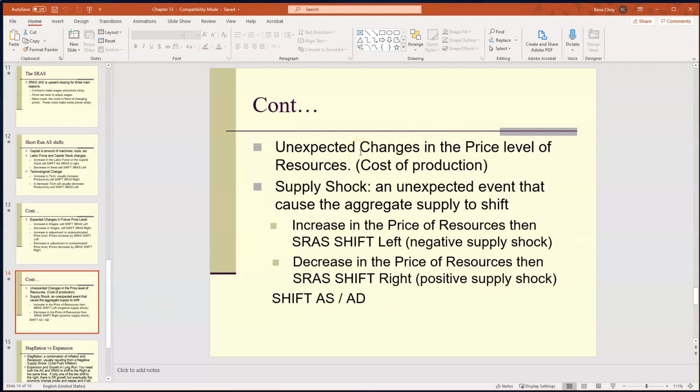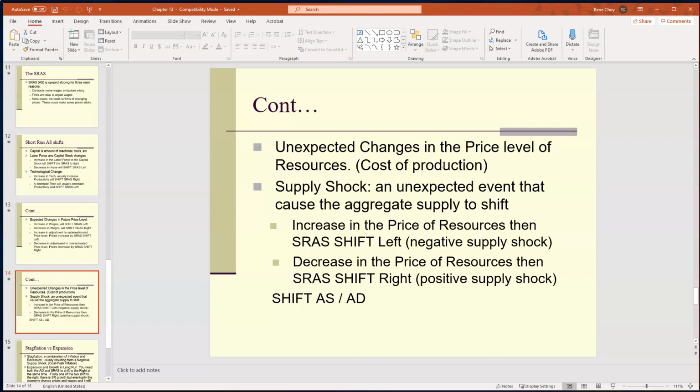Now, things outside of our control or unexpected changes in prices and the cost of production, for example, will also create a movement in the aggregate supply. Something we call a supply shock. A supply shock can come from several outside forces, for example, the weather, what's happening in the recession of 2020, basically a change in the behavior of people and workers with COVID-19.